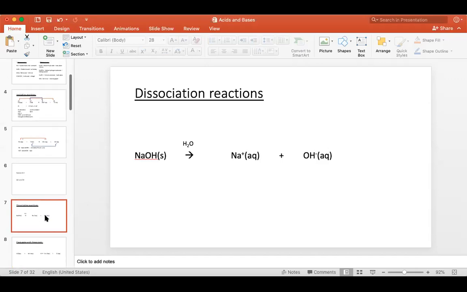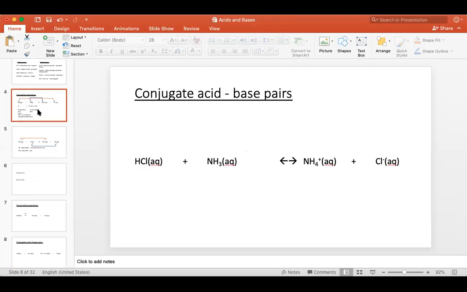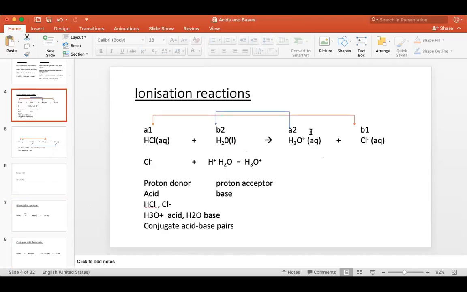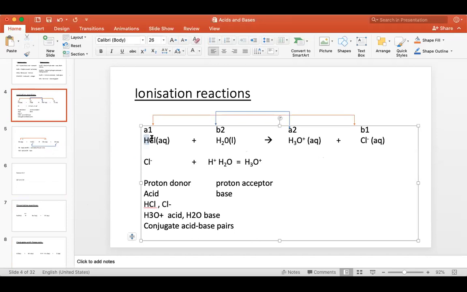Then we said, let's look at conjugate acid-base pairs. We looked at an example, HCl plus H2O gives you H3O+ and Cl-. We must look at the ones that are common. HCl looks similar to Cl-, and H2O looks similar to H3O+. To determine which is the acid and the base, we see which one has an extra H+. Between HCl and Cl-, it is HCl that has the extra H+. So HCl is your acid one, and Cl- will be your base one.